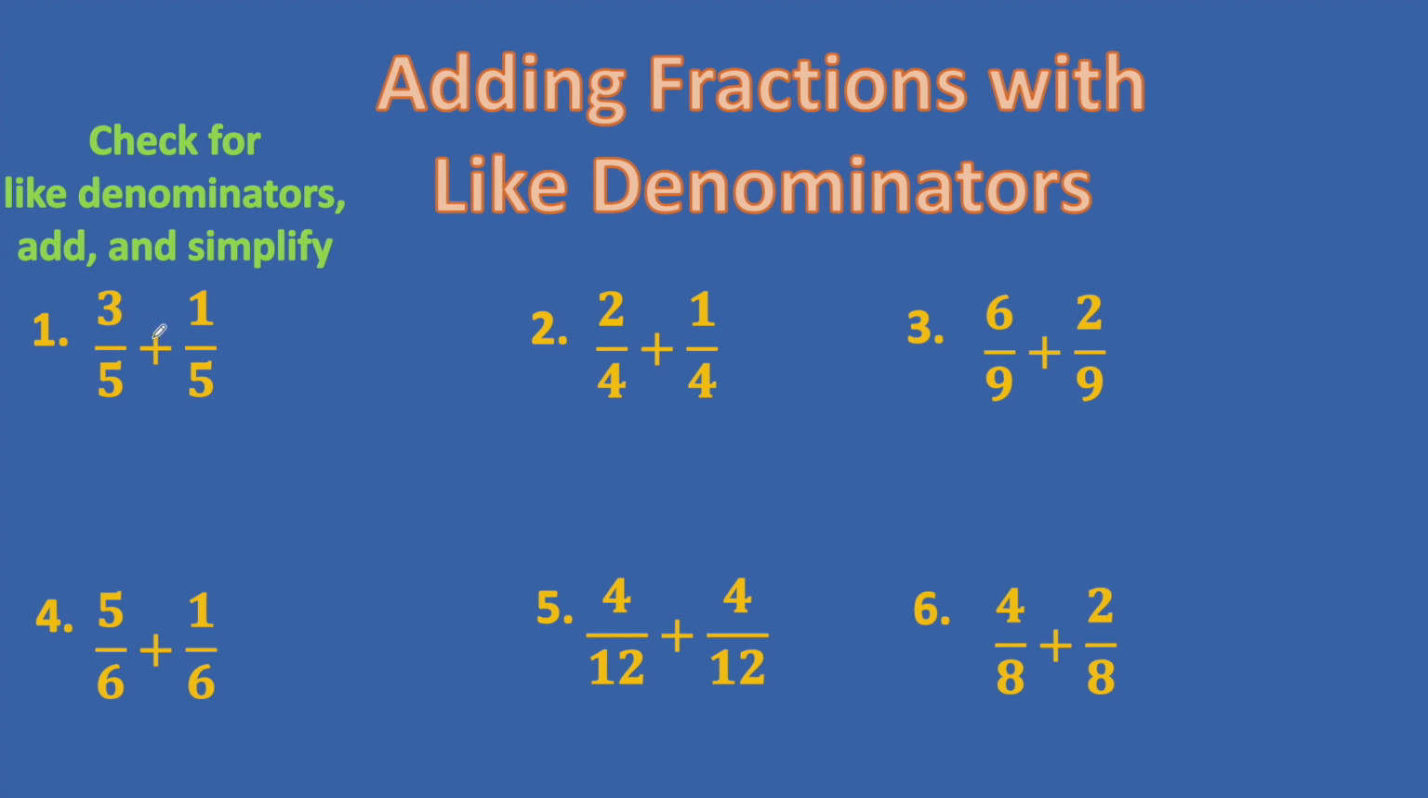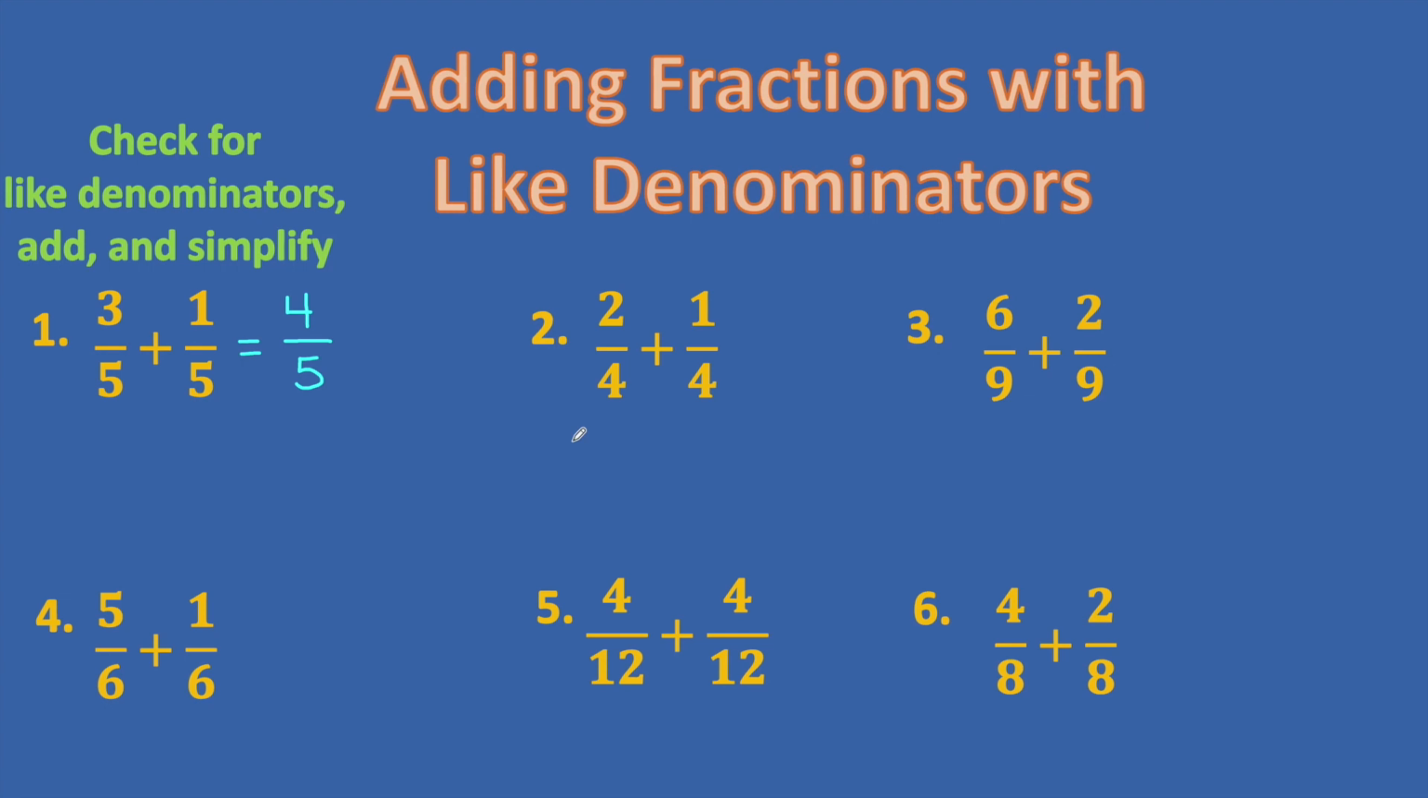So we have 3 plus 1, which equals 4, because 3 plus 1 is 4. Now we have the numerator part of our fraction, the number that's on top of the fraction. Then we're just going to copy this denominator over, which is 5. So we have 3/5 plus 1/5 equals 4/5.